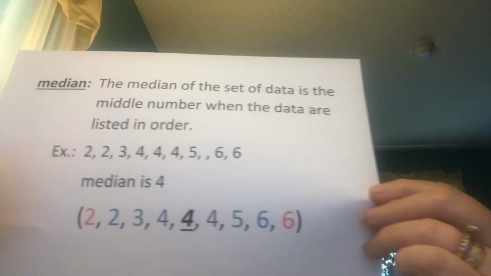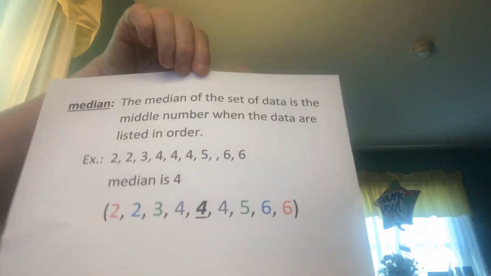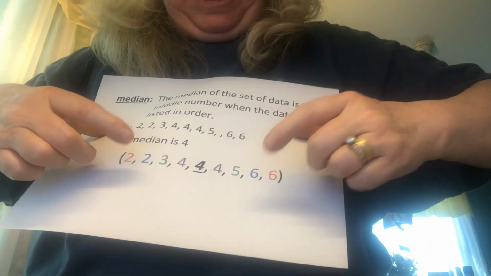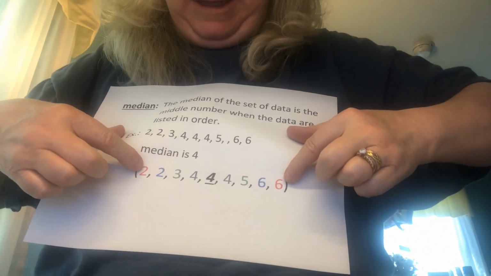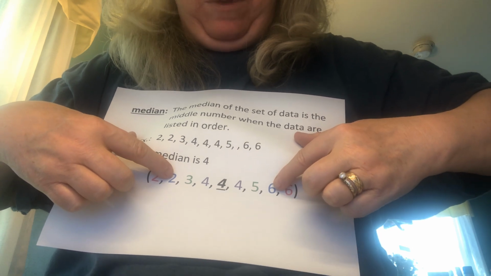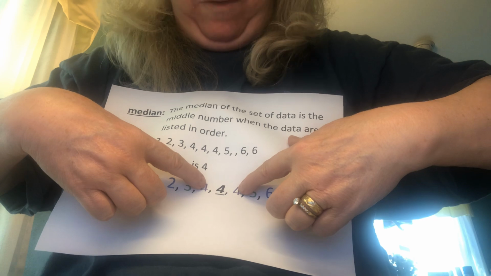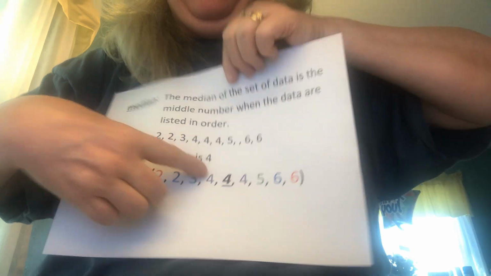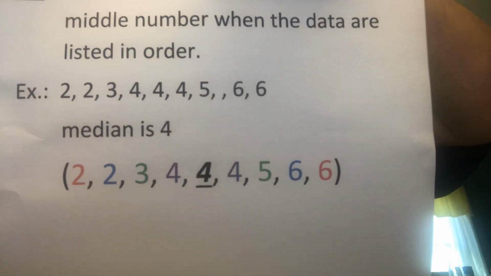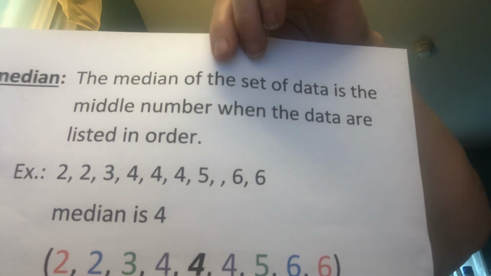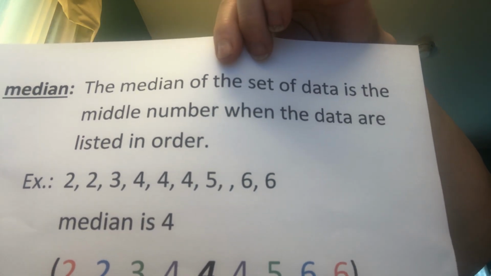Okay? Then what you do is, I did it with colors, but you could do it with your fingers. You could match up end to end. Then go in one with both fingers, and again, and again. And the middle number, in this case, is a 4. The middle number for this data set, the median number, is 4.